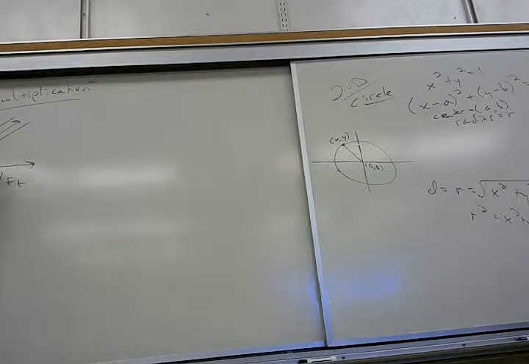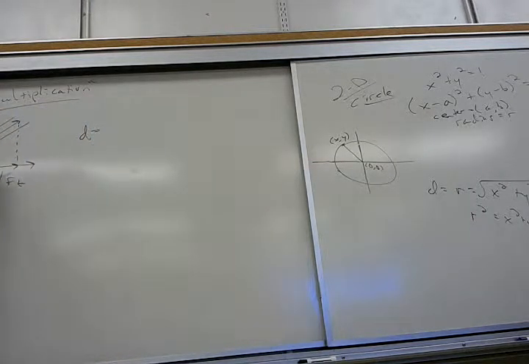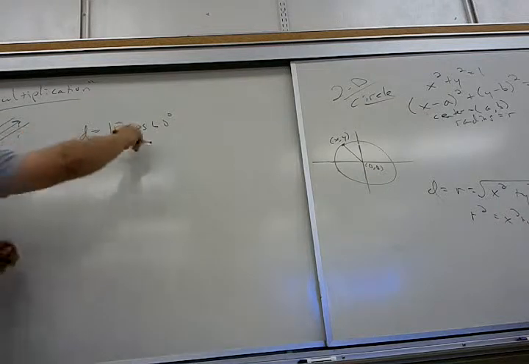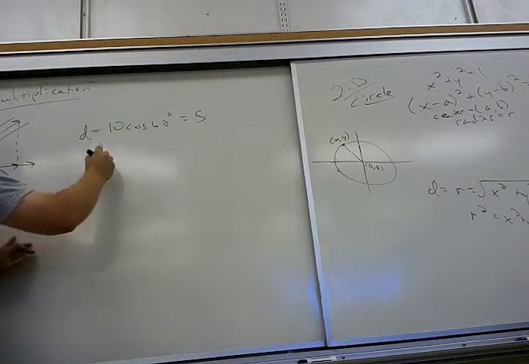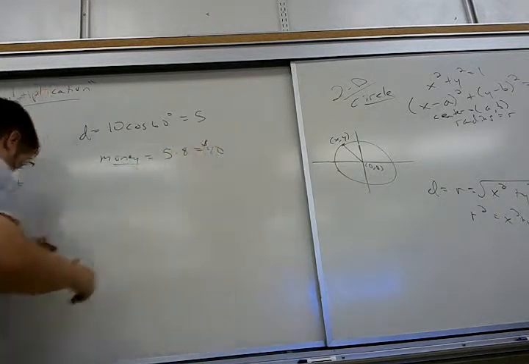So how far did you actually go in this direction? What's this component of your motion? So this component of your motion would be 10 times cosine 60 degrees. Cool? And of course, cosine of 60 is 1/2. If you don't know your trig stuff, go back and review it, right? Cosine of 60 is 1/2 times 10 is 5. So how much money will you actually make? $40. 5 times 8, $40. Okay.